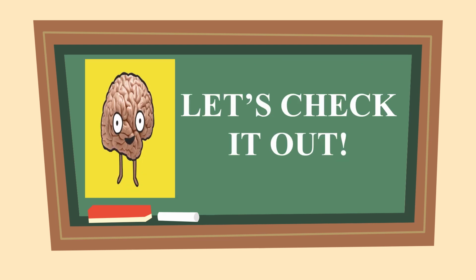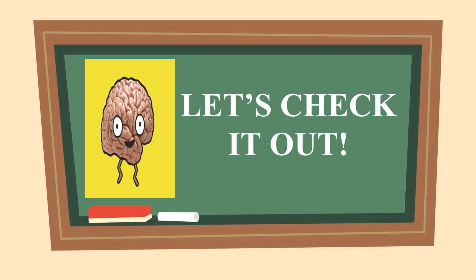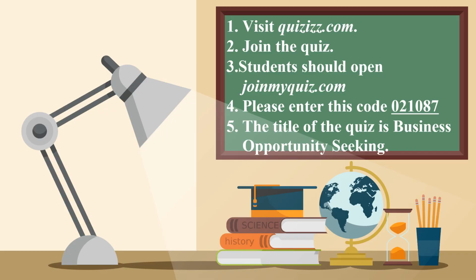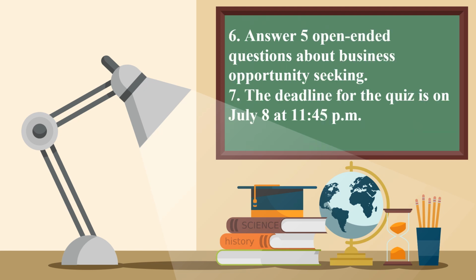Let's check if you learned something today. Please answer the quiz that I have prepared for you. We're going to use an online quiz platform, quizizz.com. Visit the site, join the quiz, and students should open joinmyquiz.com. Enter this code 021087. The title of the quiz that I prepared for you is Business Opportunity Seeking. Answer the 5 open-ended questions about business opportunity seeking. The deadline for the quiz is on July 8, on or before 11:45 p.m.